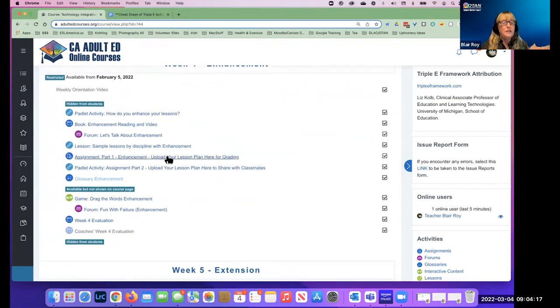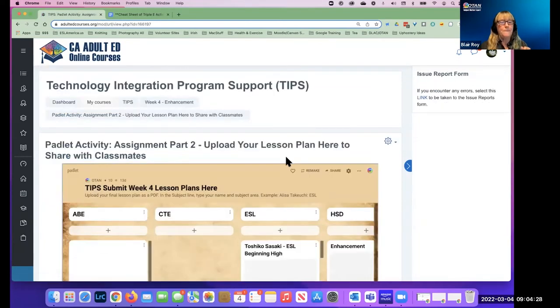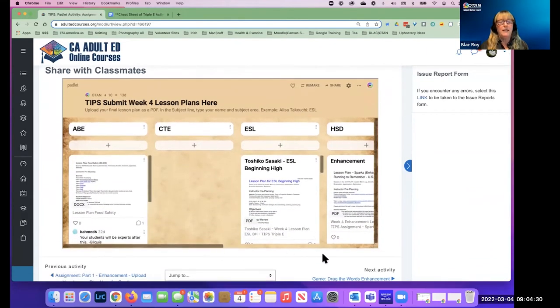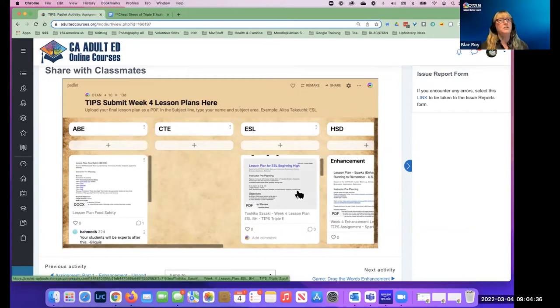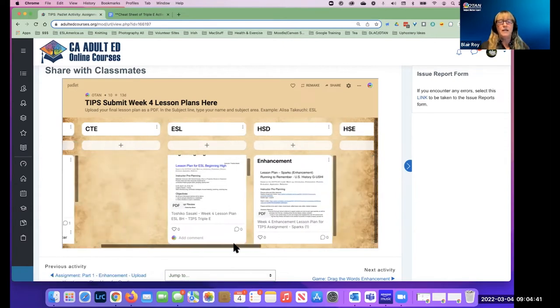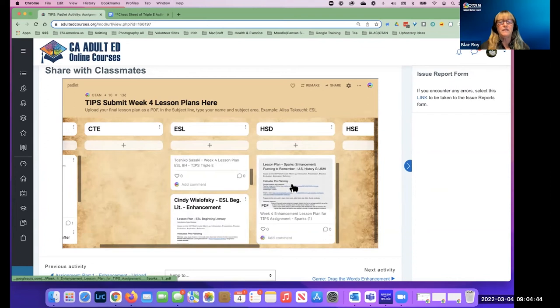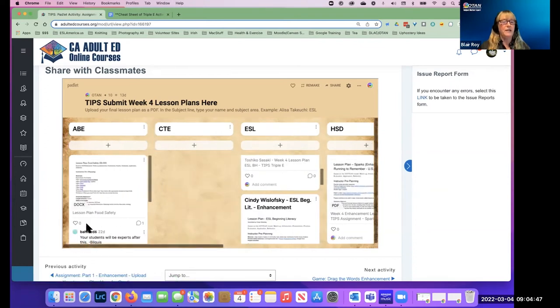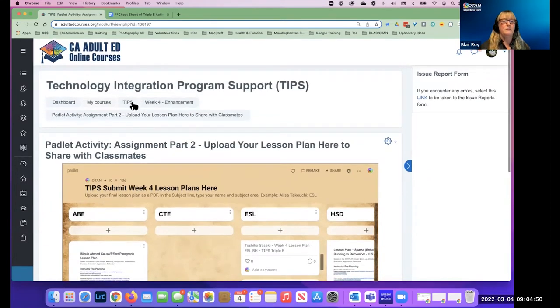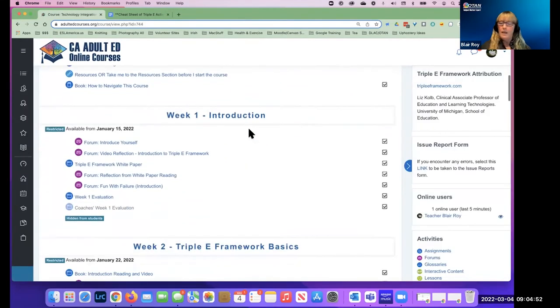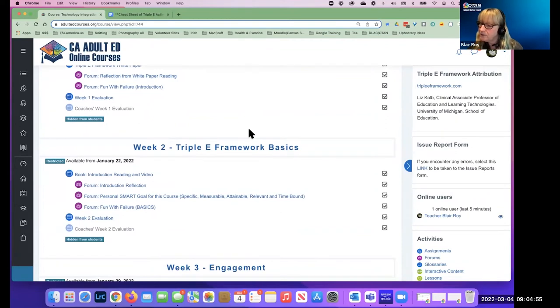As a part of their assignment, they would add their components, and then upload them into the course for grading. And then we also use Padlet again to have each of the participants upload their lesson plans. This way, all of the participants could see everyone's lesson plans. So we're getting a nice repository of lessons, and everybody can see the different activities that everyone used. So, Padlet lesson plans.